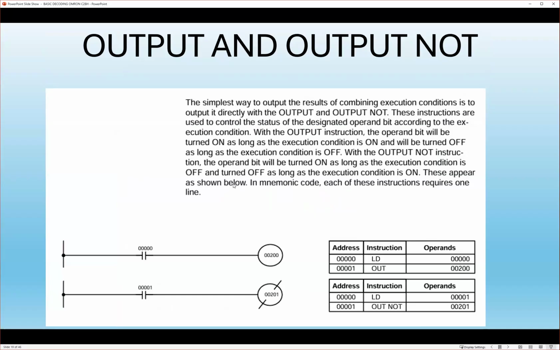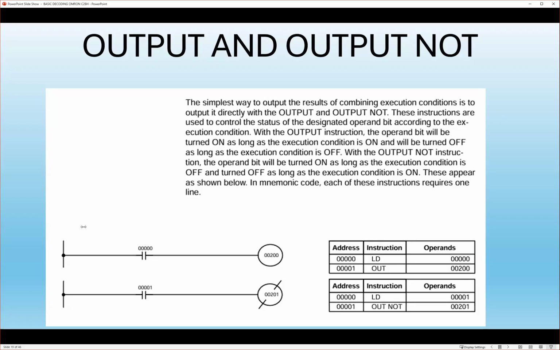The simplest way to output the results of combining execution conditions is to output it directly with the output and output not instructions. These instructions are used to control the status of the designated operand bit according to the execution condition. With the output instruction, the operand bit will be turned on as long as the execution condition is on, and it will be turned off as long as the execution condition is off. With the output not, it's the opposite.